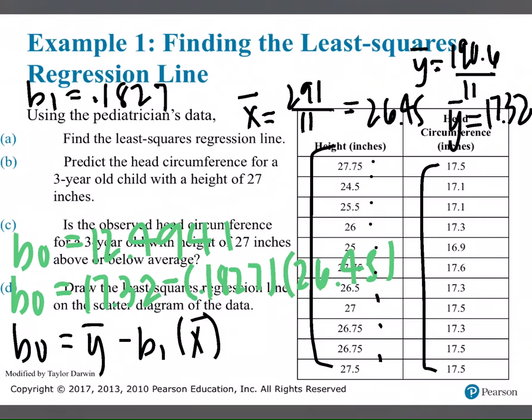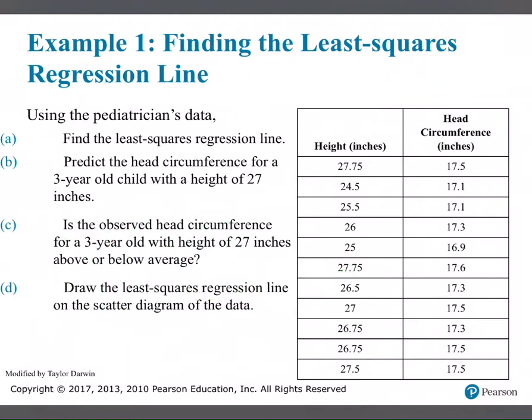And so I'm going to erase all this again and plug in b sub 1 and b naught. I'm going to write it up here, and I'm going to write it in green. y hat is equal to 0.1827x plus 12.4941.